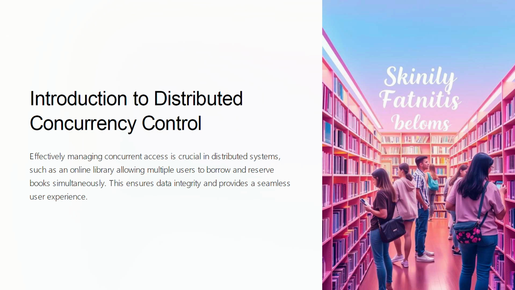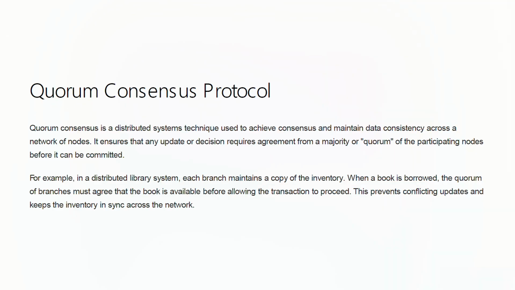Quorum consensus protocol. One common approach to distributed concurrency control is the quorum consensus protocol. In a distributed database, quorum consensus is a protocol used to control access by requiring a minimum number of acknowledgements, or quorum, from participating nodes before a transaction can proceed. For example, in the case of a library system, each branch may store a copy of the library catalog. When a user tries to reserve a book, the system requires a certain number of branches to confirm the reservation. This quorum represents a majority, which helps prevent conflicting actions. By establishing a quorum, we reduce the likelihood of two users reserving the same book at the same time.